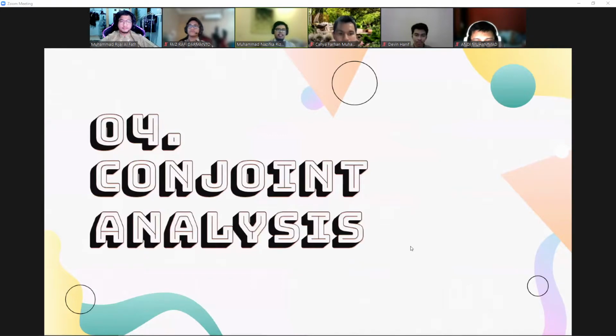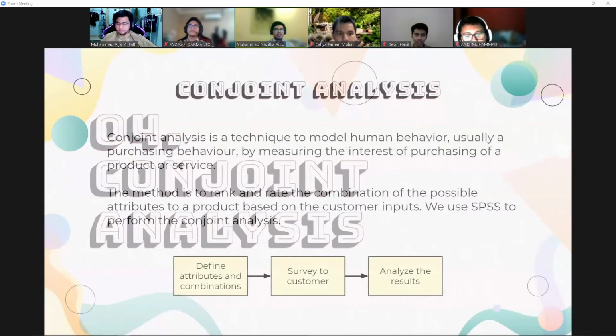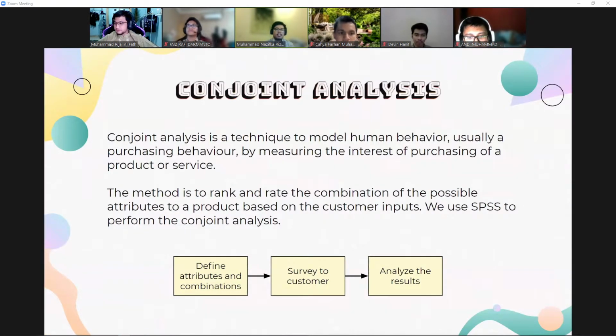So the next is the conjoint analysis. Conjoint analysis is a statistical technique to model human behavior, usually purchasing behavior. This method is done by measuring the interest to purchase a product or service. It is basically ranking and rating the possible option combinations of a product or service based on the customer voice. We use SPSS to perform the conjoint analysis with the steps of: first, we define the attributes and combinations. Second, we survey the customer. And third, we analyze the results.